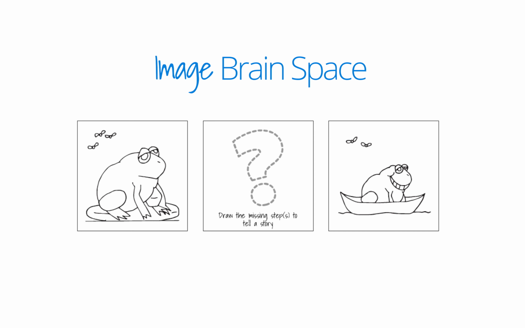Students need to think about what happened in the middle image. Why is the frog smiling? Why are there only two flies at the end? And where did that boat come from?